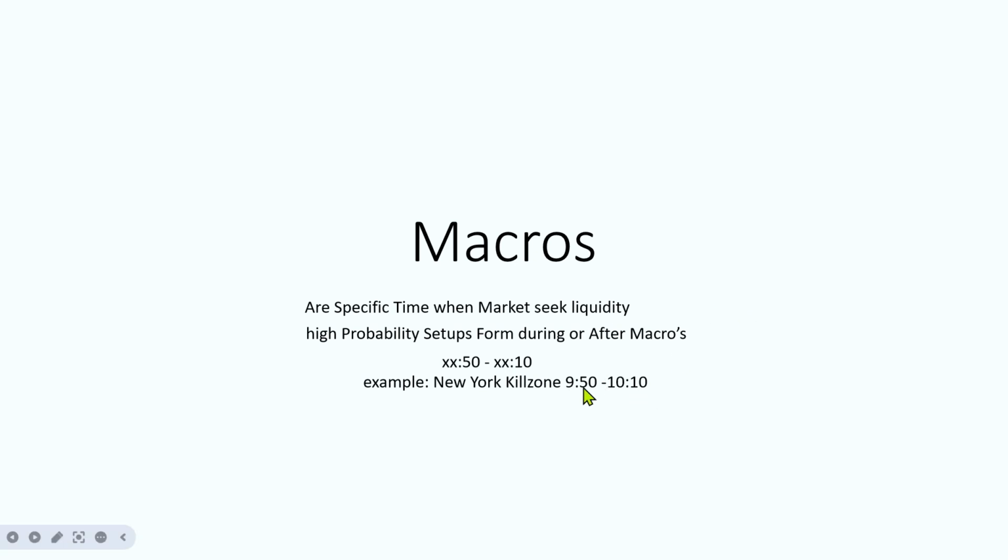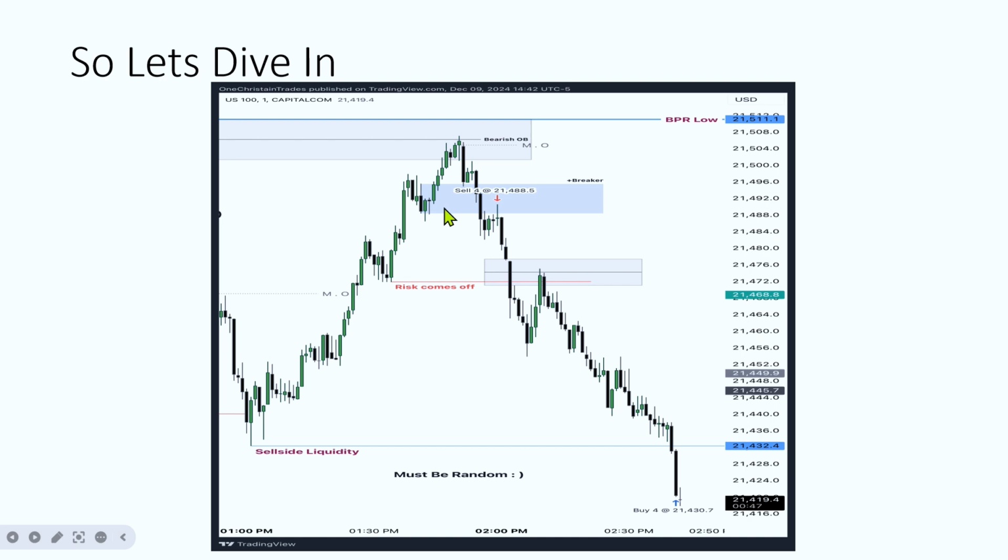So during this 9:50 to 10:10, you should be doing what? Looking for macro signatures, or algorithmic signatures in price, that will tell you if this is going to be a buy or if this is going to be a sell. So let's dive in a little bit. You can see this macro forming in this area here.